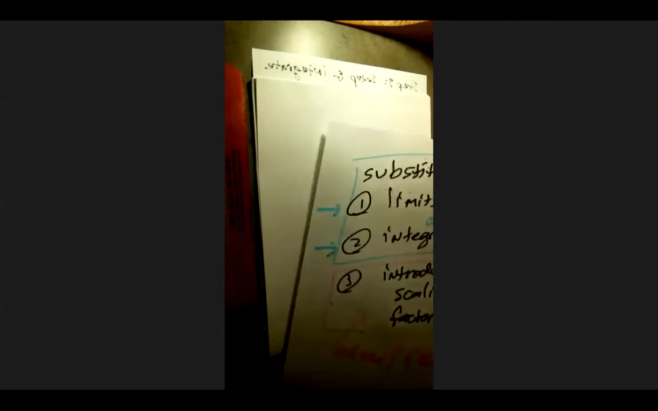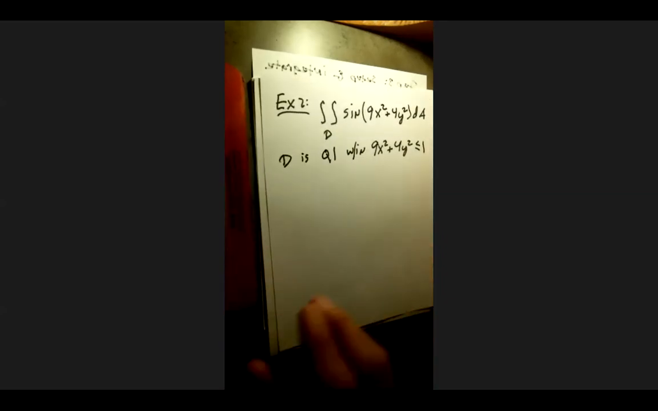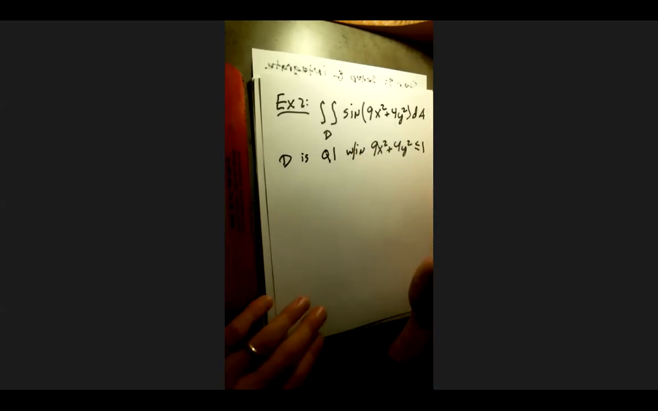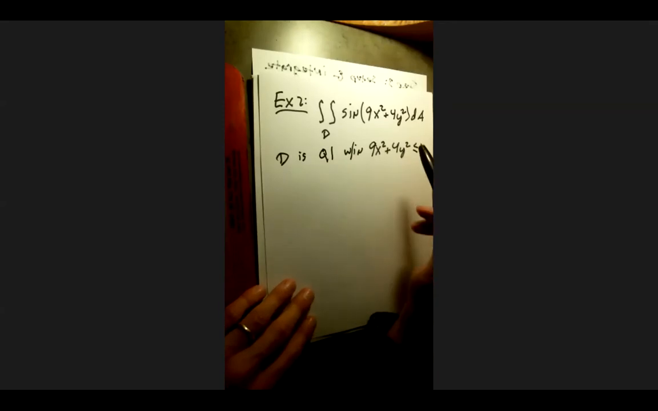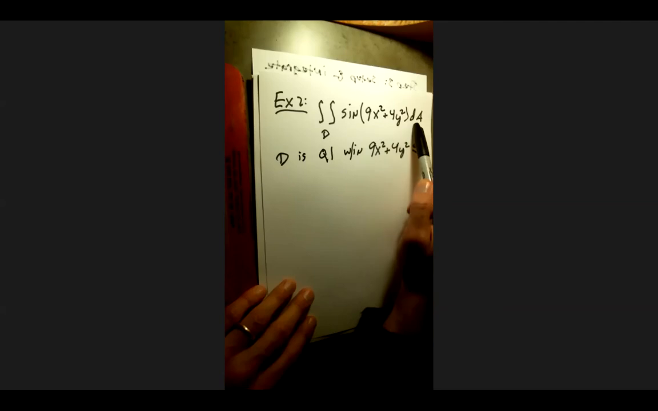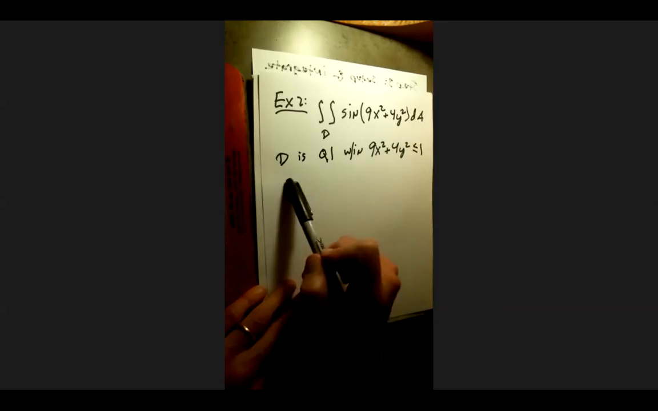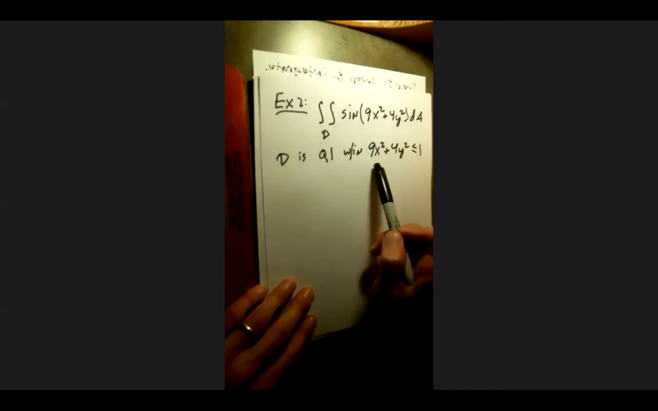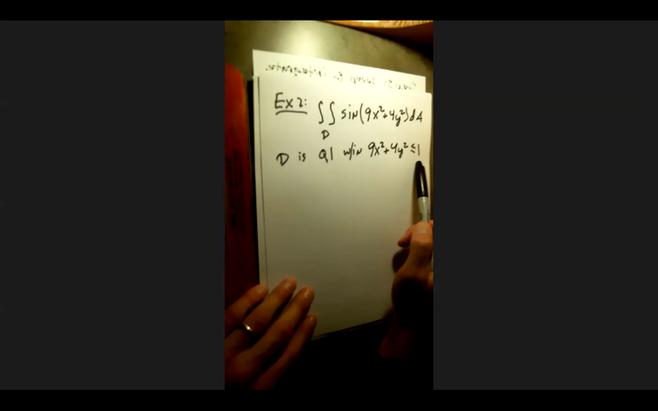Let's do another example. This is example 2 in the notes. I want to find the double integral of sine of 9x squared plus 4y squared dA, where D is in the first quadrant, and it's the region bounded by 9x squared plus 4y squared equals 1.